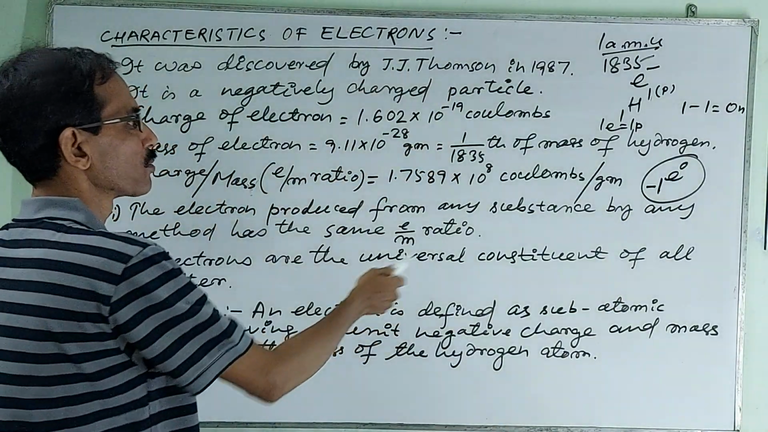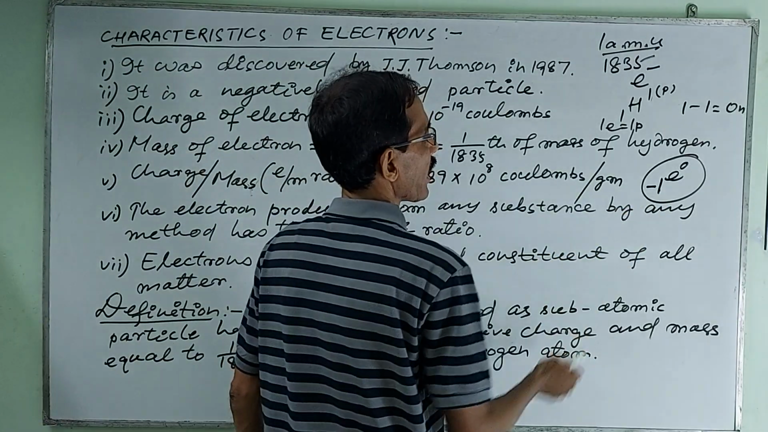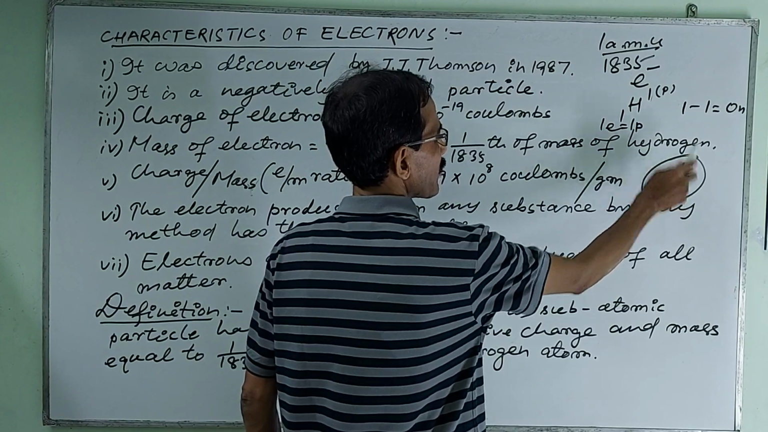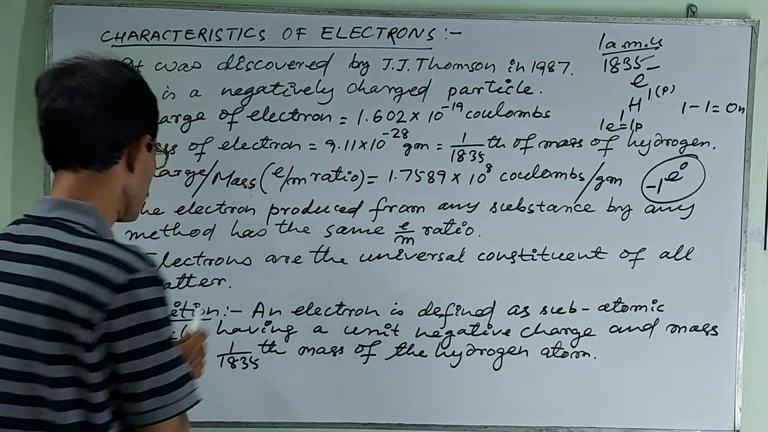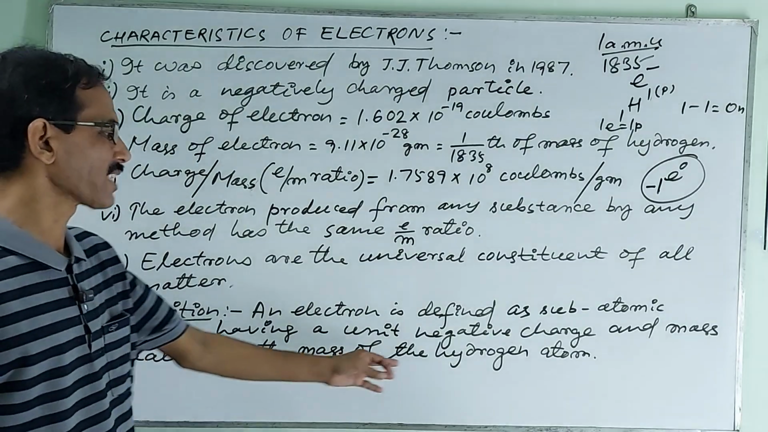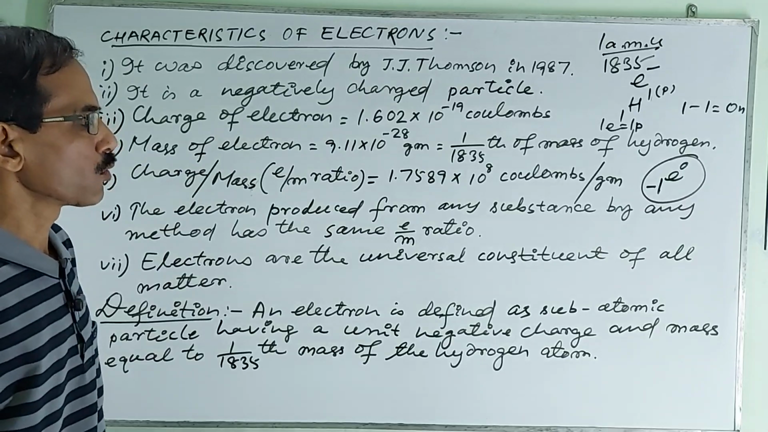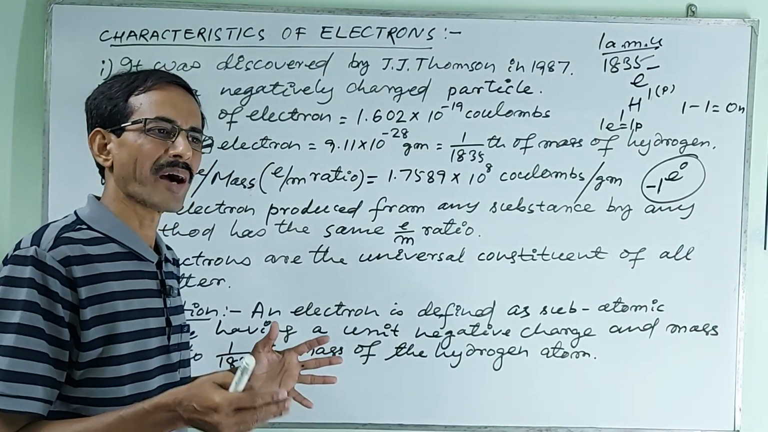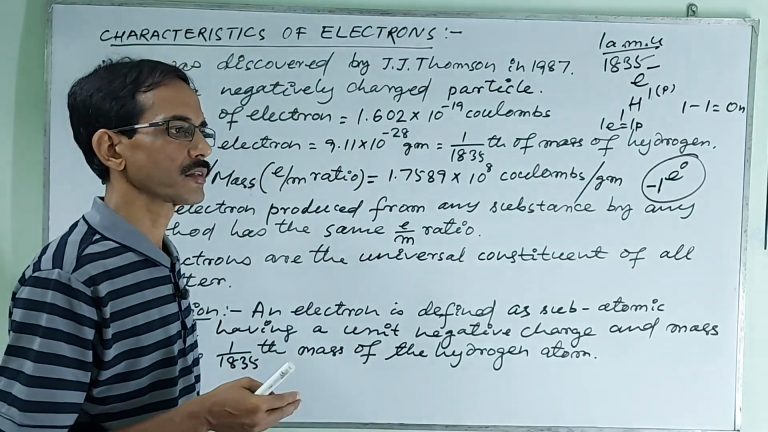So an electron is defined as a subatomic particle having a unit negative charge and negligible mass, that is 0 is awarded. Why? Its mass is equal to 1 by 1/83 mass of the hydrogen atom. So here my question is, you have some confusion in your mind.